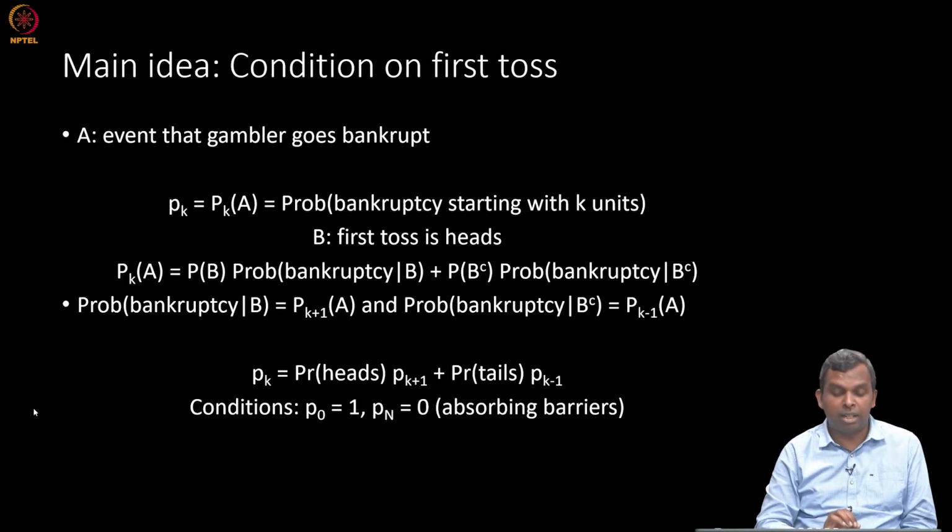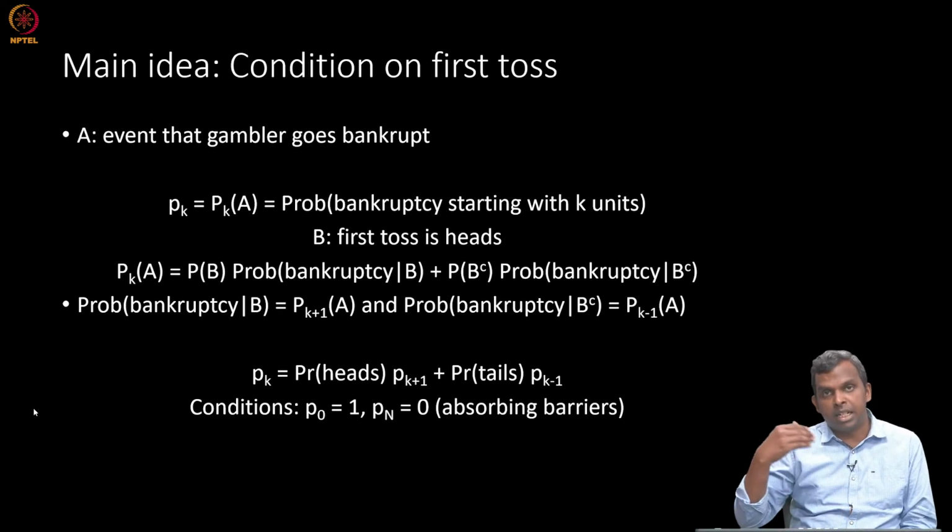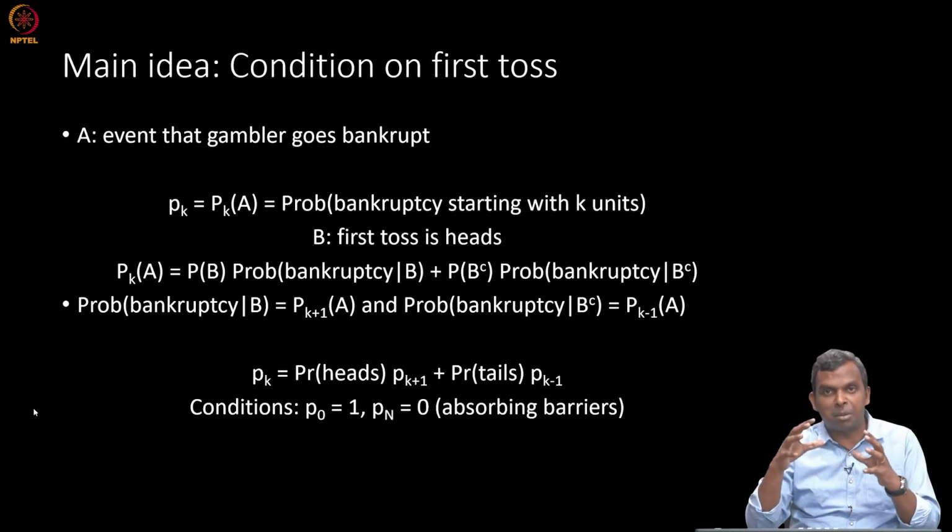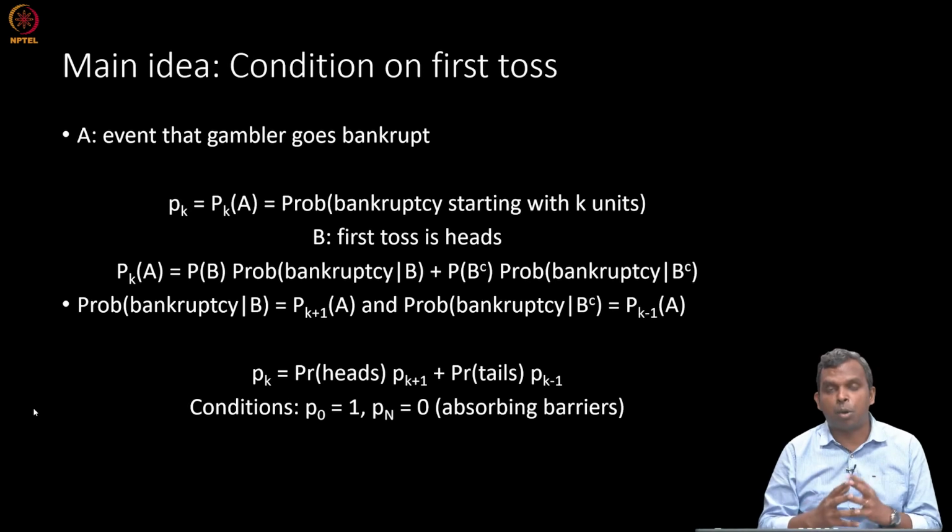In the first event, when B happens, we go to the conditional probability space of given B. The world has shrunk a little bit. The first toss has become B. So we go into that different probability space, which is the conditional space, and the probability that we need to evaluate there is the probability of bankruptcy given B.